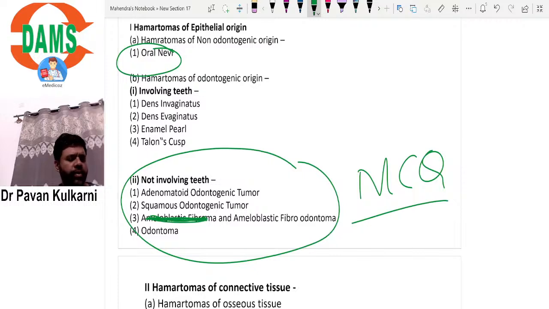Okay. So if there are any doubts, please let me know. Otherwise, we'll conclude for today's session. In the next session, I'll take some important topics like this, which are usually asked in the exam and which are not usually present in the textbooks. No textbook will give you the hamartomas, but MCQs are asked in different entrance examinations. Okay, thank you so much.